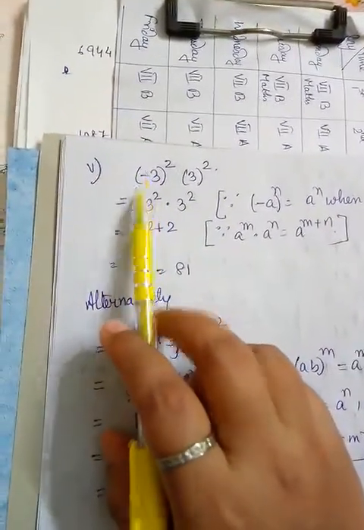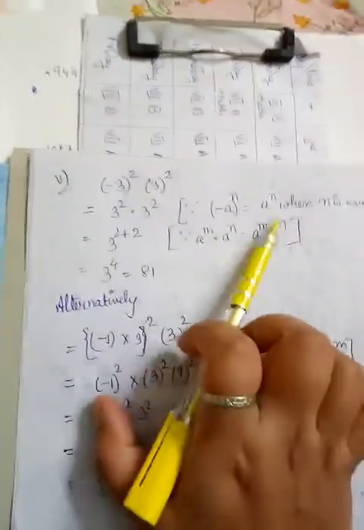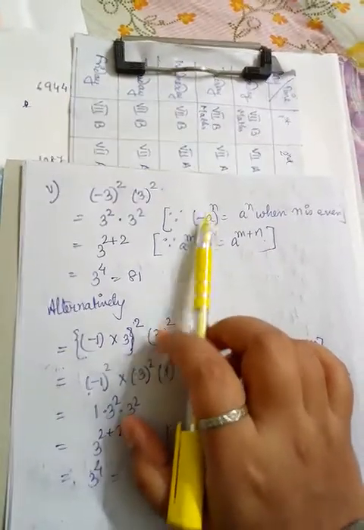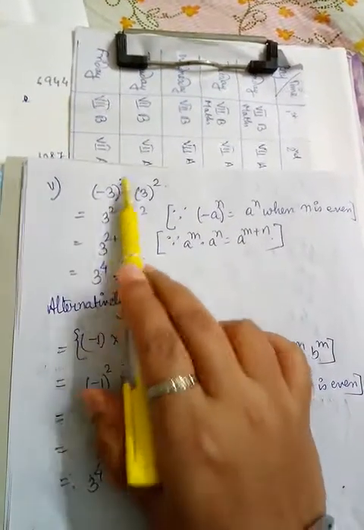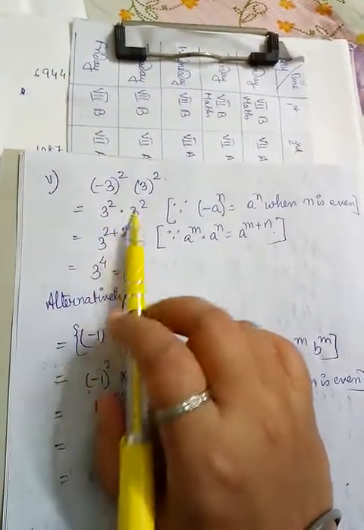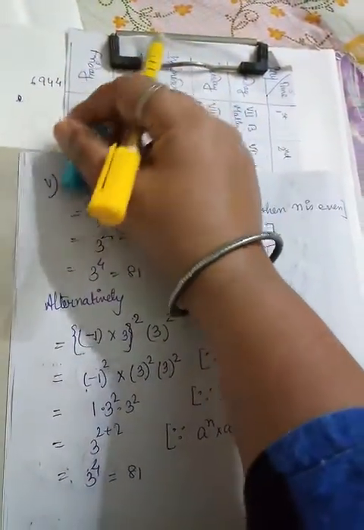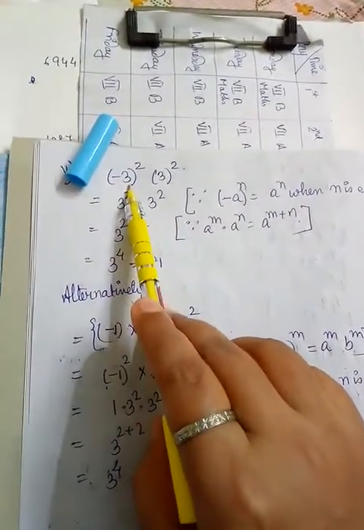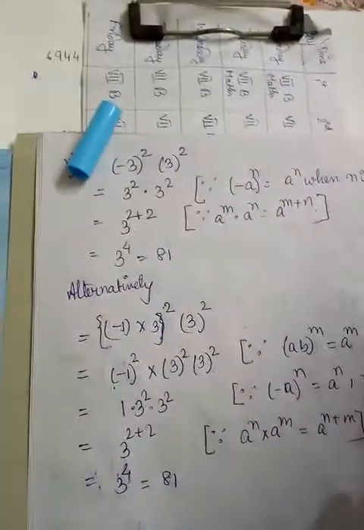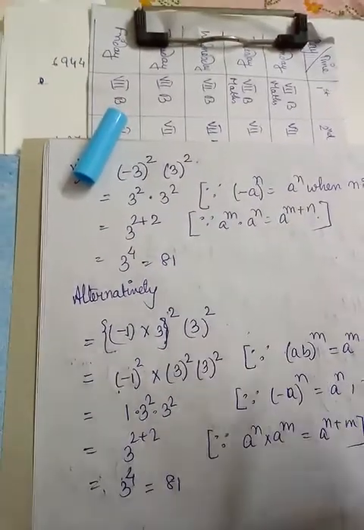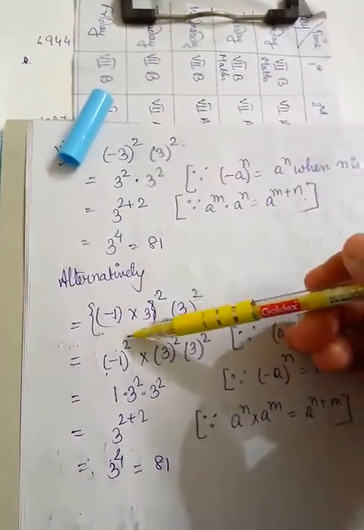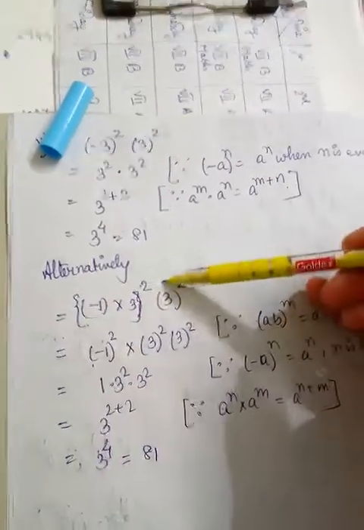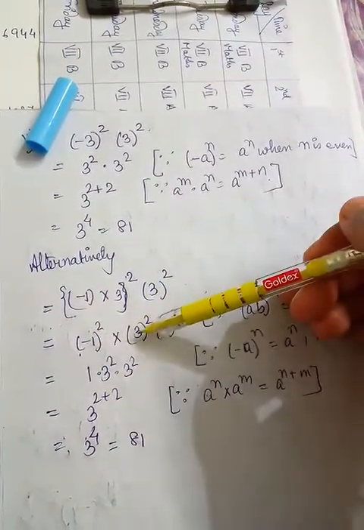Again, I have solved this question also, which was given in your homework. See, here it is minus 3 whole square, that means you will be using the previous concept, like minus a raised to the power n will be equal to a raised to the power n when n is even. So I have first converted this one into positive and then solved. Now this is minus 3 whole square. This is not minus 3 square. This is minus 3 whole square, that means minus 3 into minus 3 and not minus 3 square. You can also solve it in this way, like minus 1 into 3 whole square, so minus 1 square into 3 square.